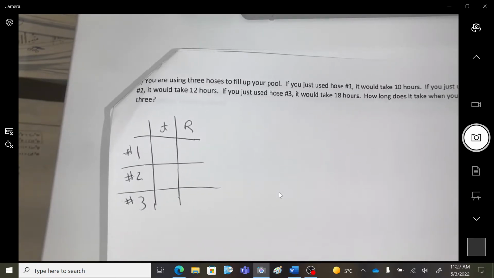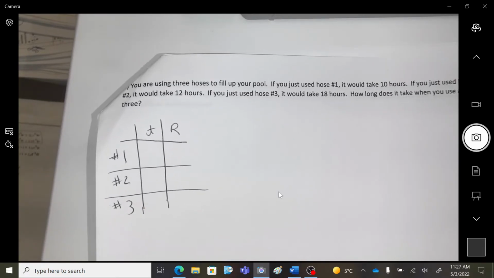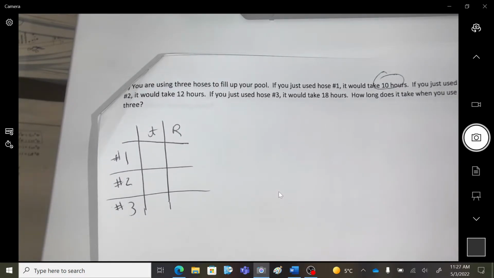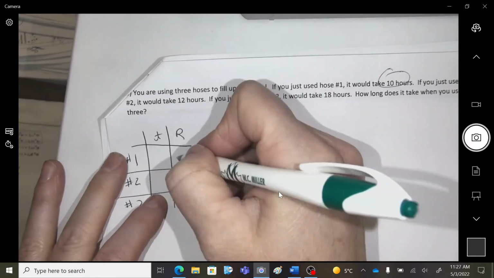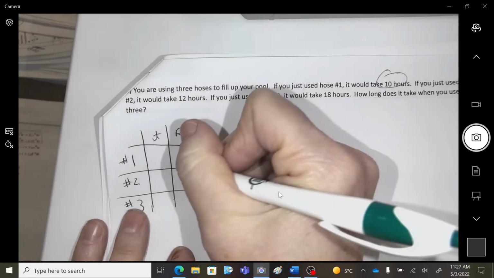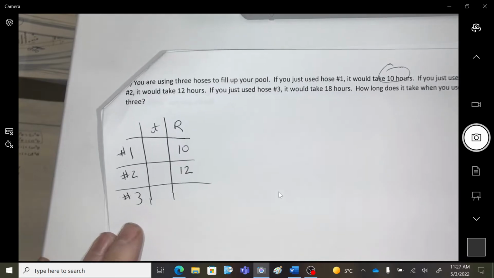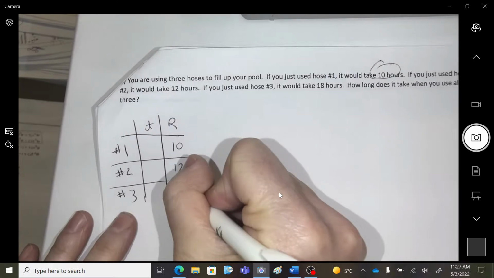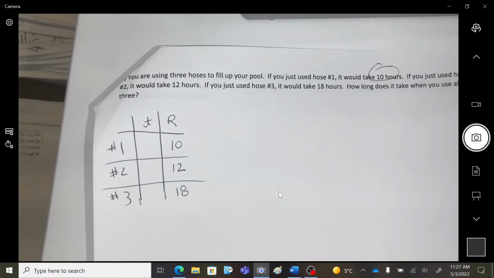Okay, if you were just using the first hose, it would take 10 hours. So what should I do with 10? Is that a time or is that a rate? It's a rate because it's the whole job. 10 hours to do the whole job, that's a rate. If you were to just use the second hose, it would take that hose 12 hours. So that's the rate. And if you were to just use the third hose, it would take 18 hours.